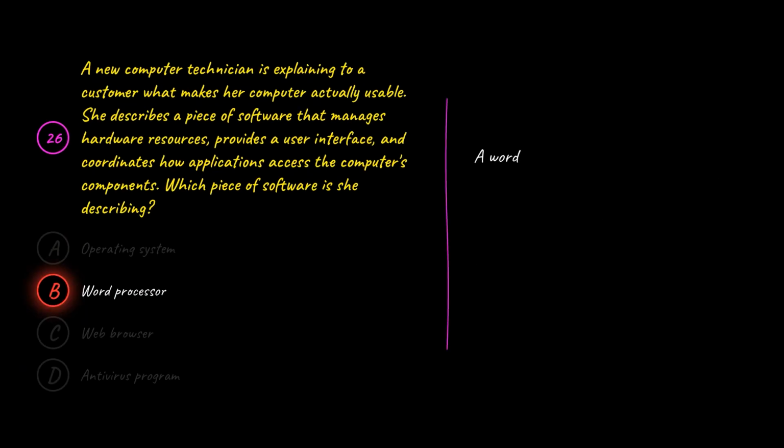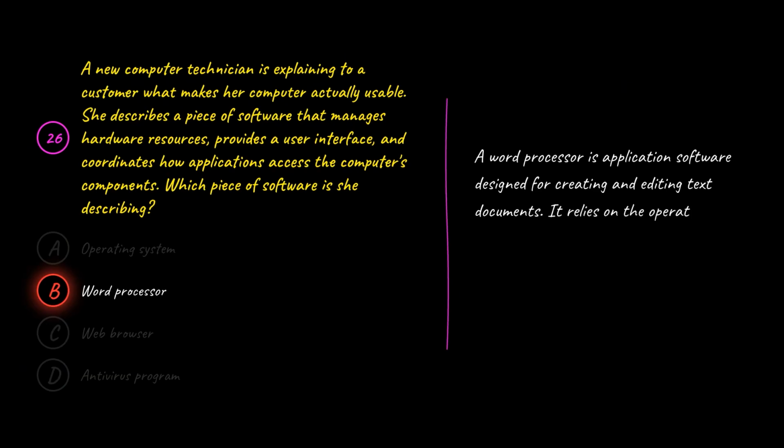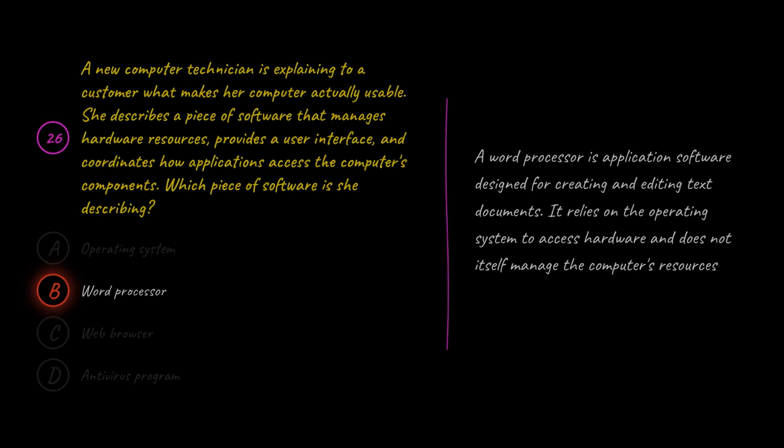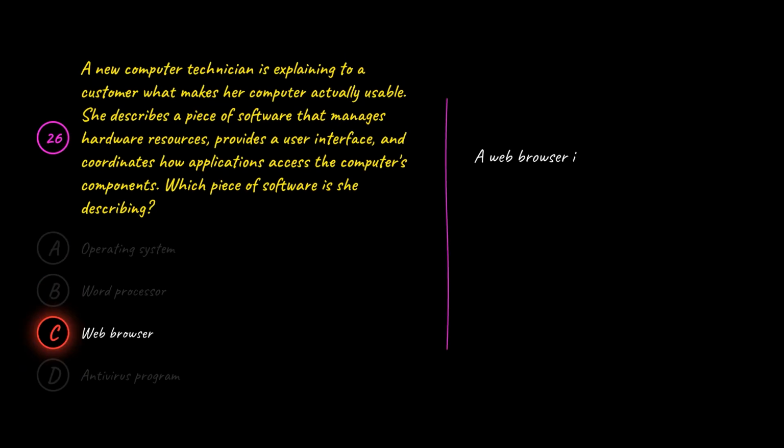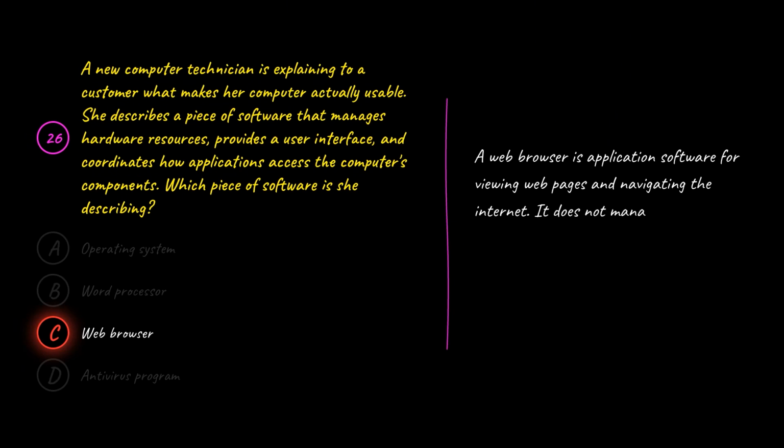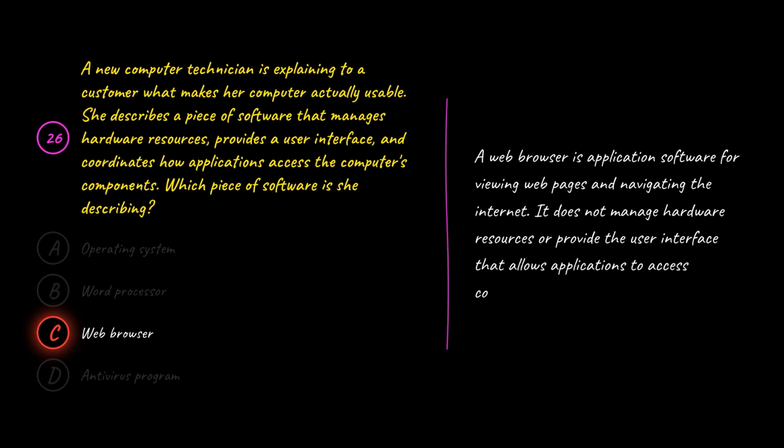B is wrong because a word processor is application software designed for creating and editing text documents. It relies on the operating system to access hardware and does not itself manage the computer's resources or coordinate applications. C is wrong because a web browser is application software for viewing web pages and navigating the internet. It does not manage hardware resources or provide the user interface that allows applications to access computer components directly.